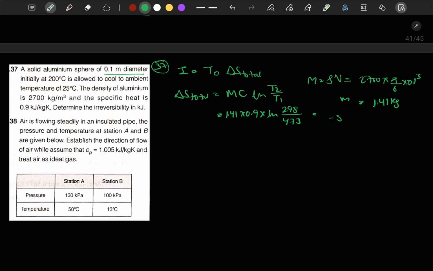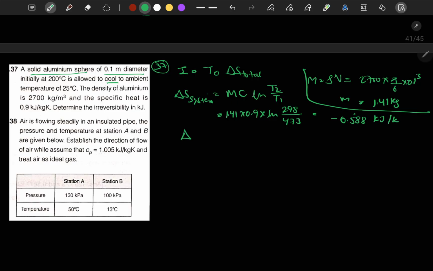One thing I missed here: there are two parts. A solid aluminum sphere is cooled to the ambient temperature. Since it is cooled, this is only the entropy change of the system; there will be an effect on the surroundings also. So the system entropy change we get is minus 0.588 kilojoule per Kelvin.